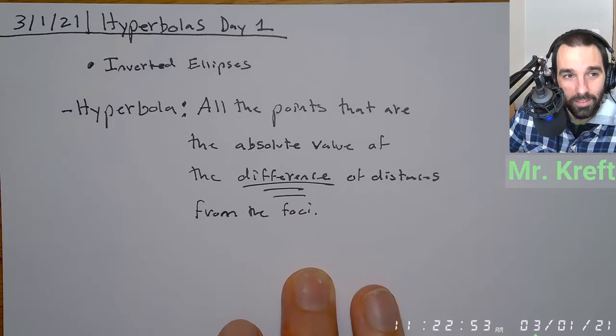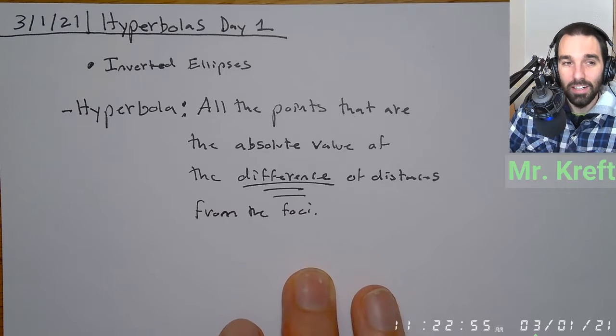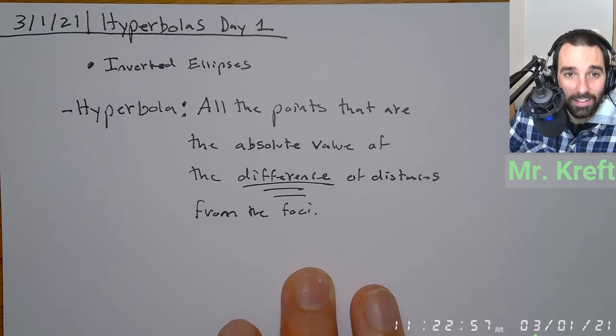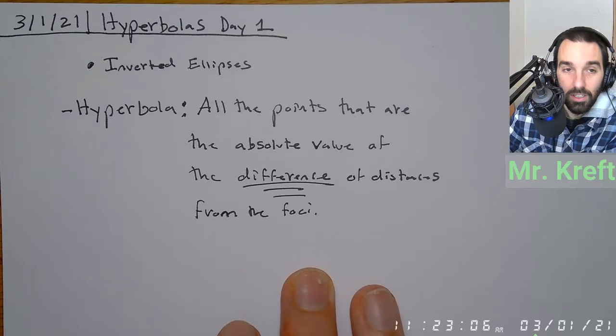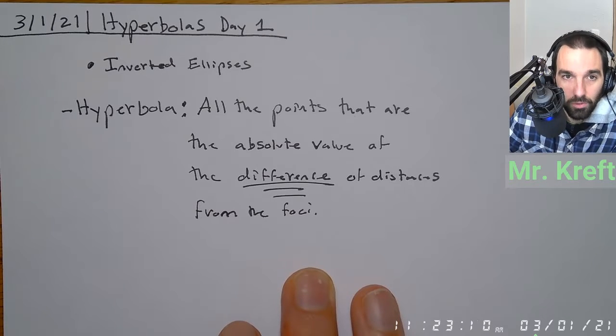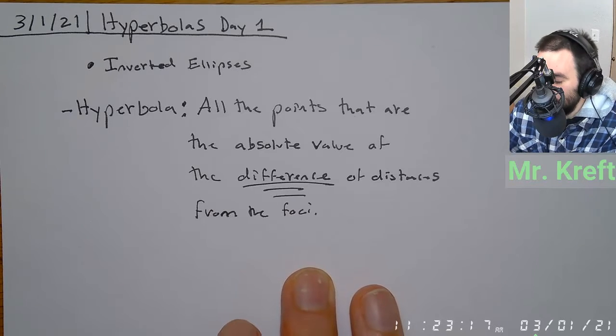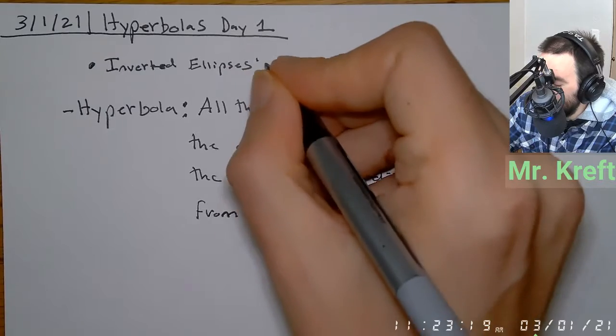Okay, so ellipses, sum, right? Sum means adding. So an ellipse is all the points where you add the distances from the foci. The hyperbola is the absolute value of the difference of the distances. So you can think of it as an inverted ellipse, because an ellipse is where you add those distances. A hyperbola is where you subtract those distances, and you're going to literally see that subtraction show up in the equation.